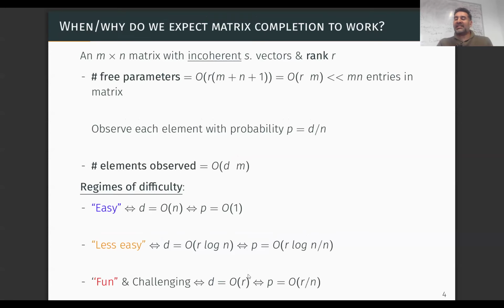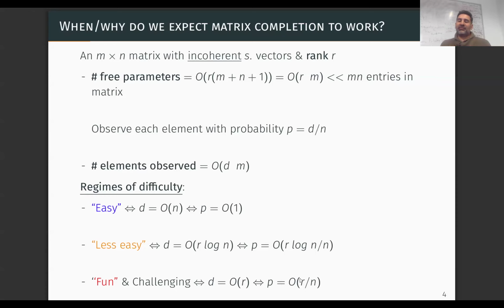And in this context, that's the very sparse matrix completion problem, where d, which is the average number of entries revealed per row or column, is on the order of the rank of the matrix. And that corresponds to exactly the regime we're putting ourselves in, which is p is roughly d over n.